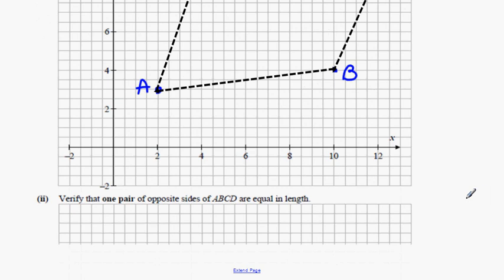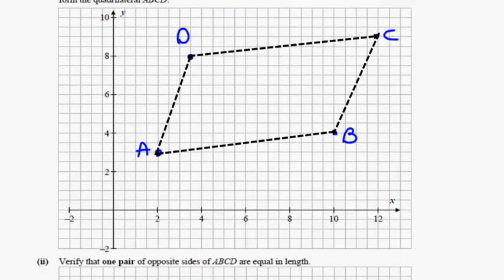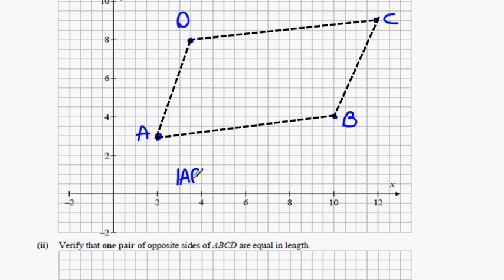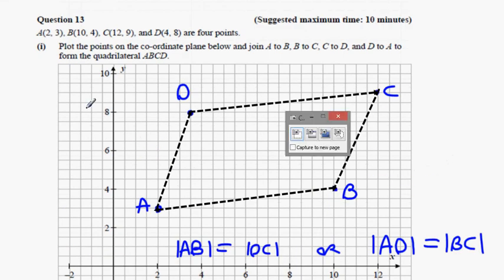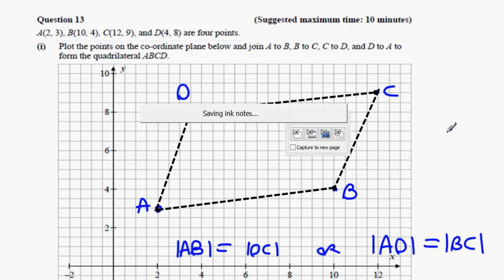There we go. Verify that one pair of opposite sides are equal in length. So opposite sides would be AB. I want to show that AB equals DC. Or I want to show that AD equals BC. Whichever one comes to mind, okay? So what we have here is our points. So we're going to use the distance formula.